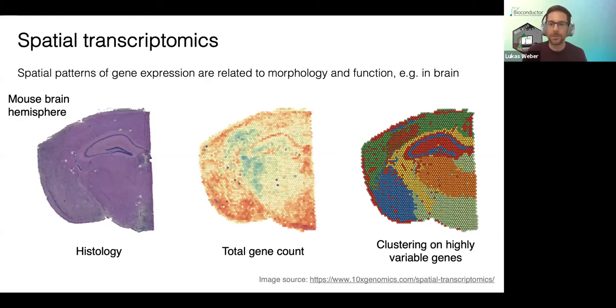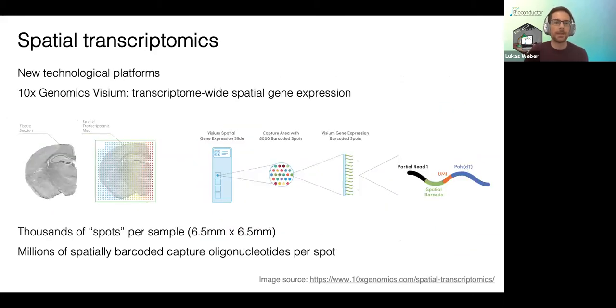And then downstream of this, we can do all sorts of analysis like clustering on highly variable genes or looking at specific cell types, doing an analysis for certain cell types. And this has really been enabled recently by several new technological platforms that have been released. We've been working with data from the 10x Genomics Visium platform, which was commercially released late last year.